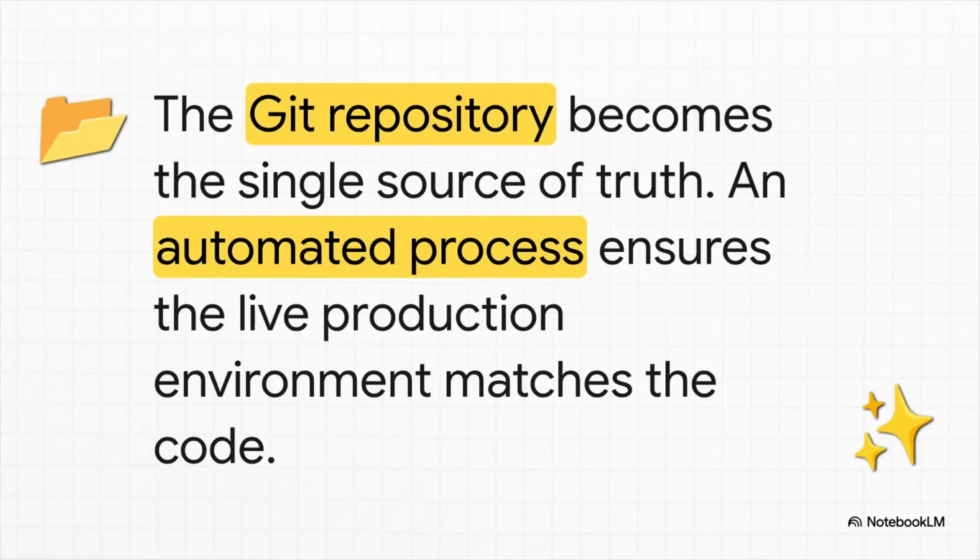This slide shows the idea perfectly. The Git repository is the master blueprint. Then you have an automated process that is constantly comparing the live environment to that blueprint. If it sees any difference at all, it automatically corrects the live environment to match. You're basically turning your whole infrastructure into code, which makes the whole system way more transparent and easier to manage.